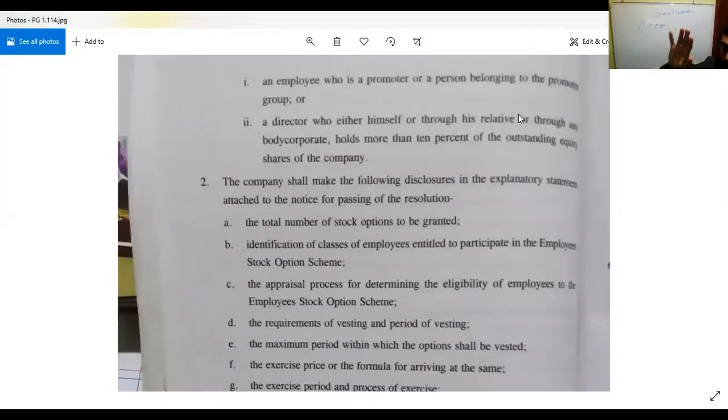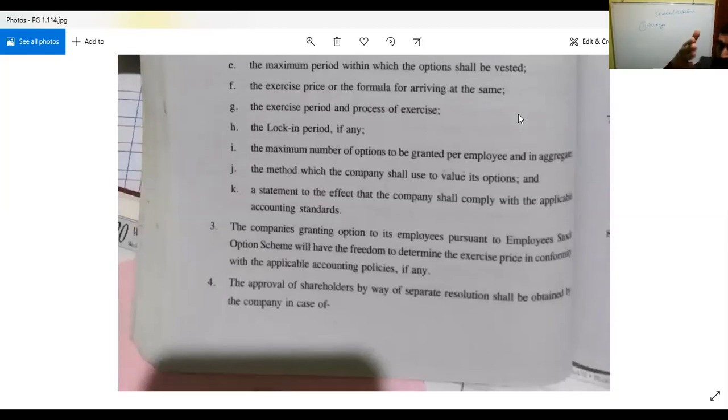Company shall make the following disclosure in the explanatory statement attached to the notice for passing the resolution. Resolution pass ചെയ്യണമെന്ന് പറഞ്ഞു. ഇത്രയൊക്കെ കാര്യങ്ങളാണ് resolution pass ചെയ്യുന്നതിനകത്ത് വരേണ്ടത്. പിന്നെ companies granting such an option to its employees pursuant to the employees stock option scheme will have the freedom to determine the exercise price. Exercise price choose ചെയ്യാനായിട്ടുള്ള അവകാശം അല്ലെ freedom, സ്വാതന്ത്ര്യം, that is there.